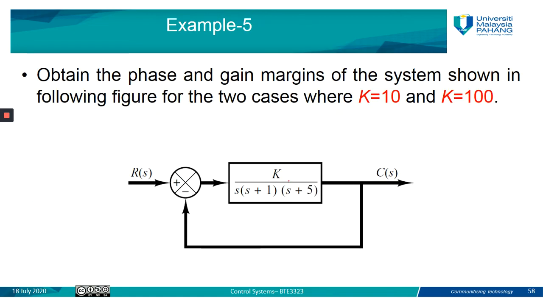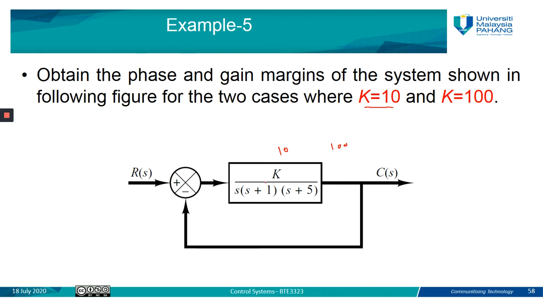Another example here is example number 5, also on the same system, to identify the impact of the value of the K, or the gain K, on the system stability. For example, in the first case, we have the gain K equal to 10. In the second case, we are going to have the value of K equal to 100. Then we are going to compare when the system will be stable, or what is the impact of the gain on the system stability.